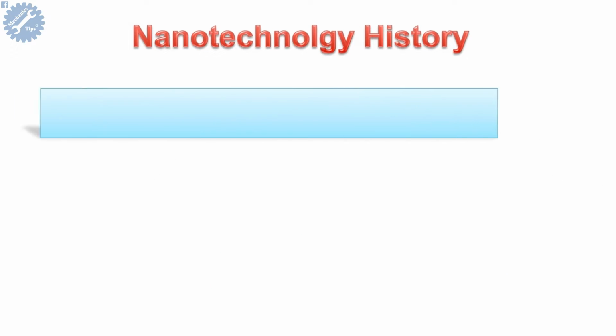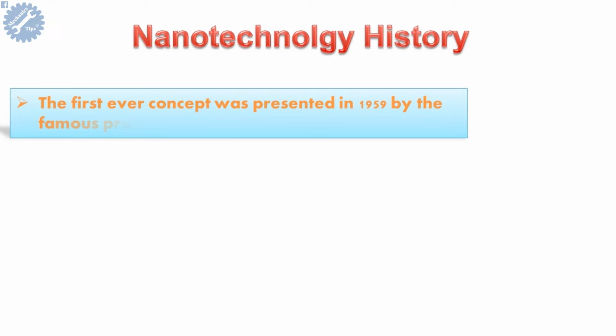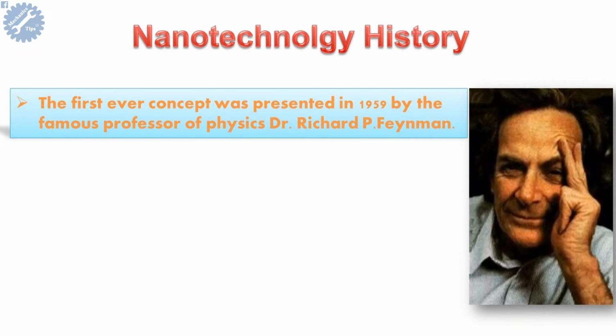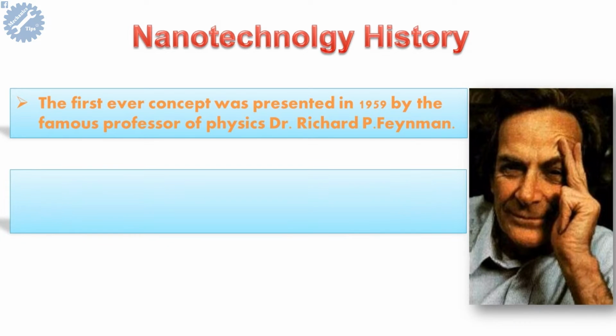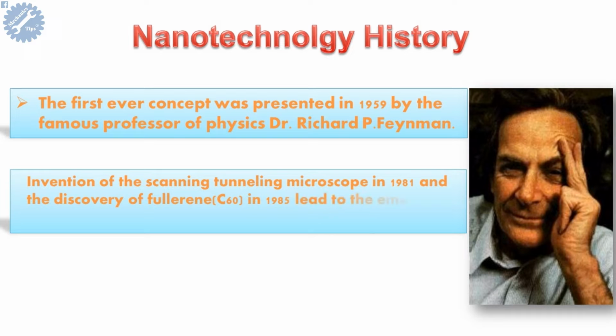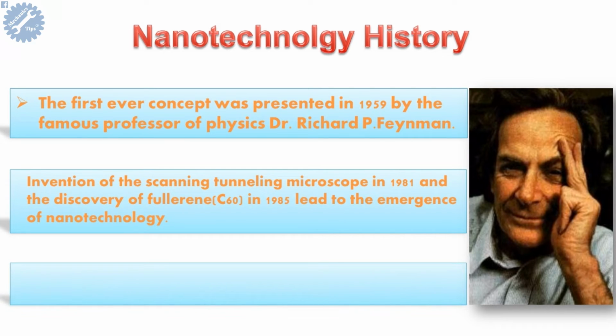Nanotechnology history. The first ever concept was presented in 1959 by the famous professor of physics Dr. Richard P. Feynman. Invention of the scanning tunneling microscope in 1981 and the discovery of fullerene C60 in 1985 led to the emergence of nanotechnology. The term nanotechnology had been coined by Norio Taniguchi in 1974.